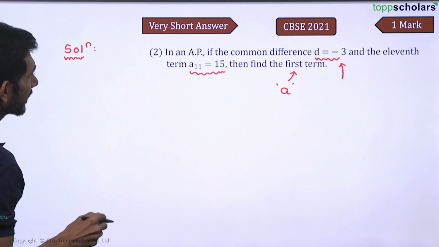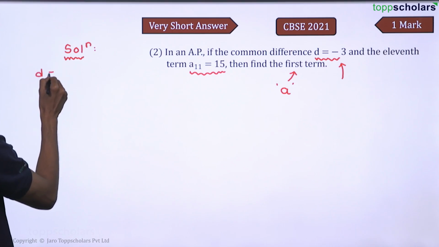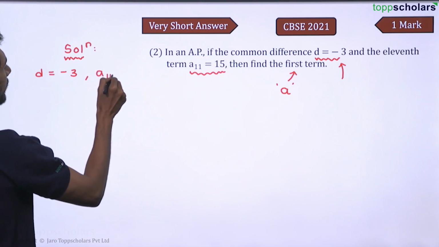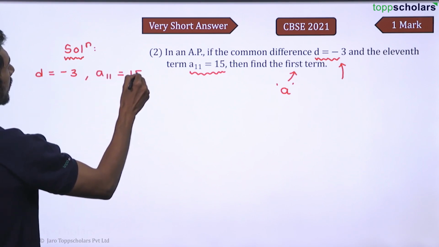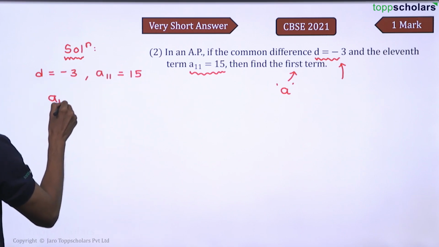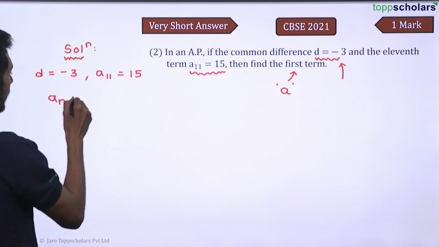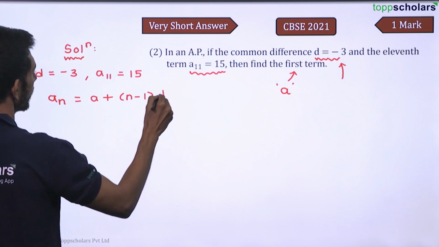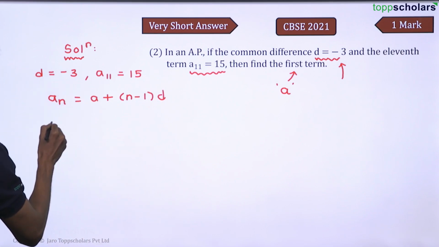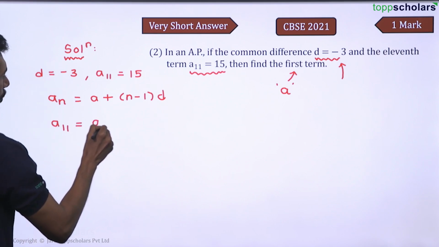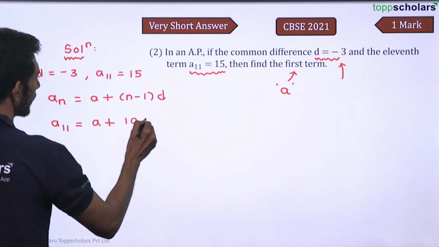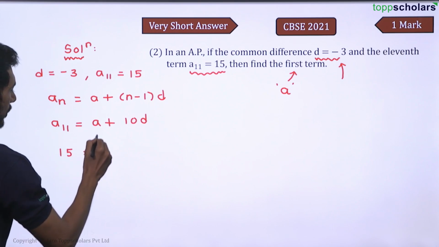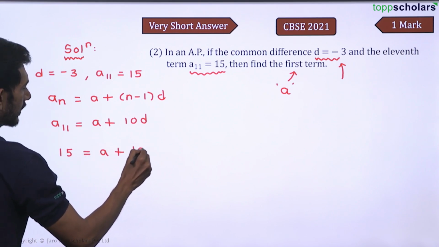So now here we can say that the common difference D is given, D is equal to minus 3, right? And A11 is given, A11 is 15. What is the formula for AN? We know that AN is given by A plus N minus 1 into D. Instead of N I can put 11. So can I say A11 will be equal to A plus 11 minus 1, that is 10D. What is A11? That is 15. So 15 is equal to A plus 10 into D.